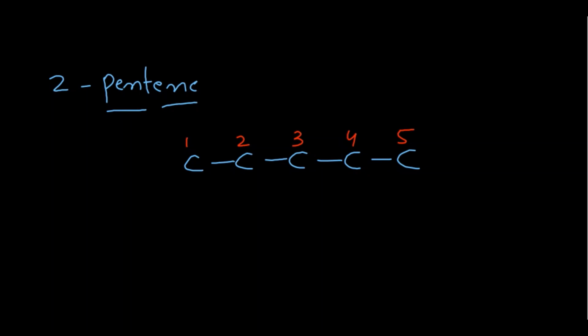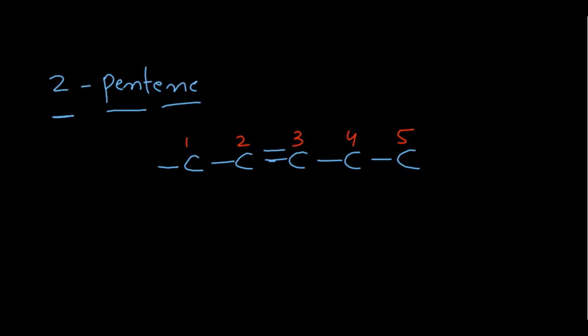Right, students? What molecule is given? 2-pentene. Pent shows total carbon atoms are 5. Ene shows the molecule has a double bond. We must know what is the position of double bond. 2 shows double bond is present between carbon number 2 and carbon number 3. So here we make the double bond between the second and third carbon.